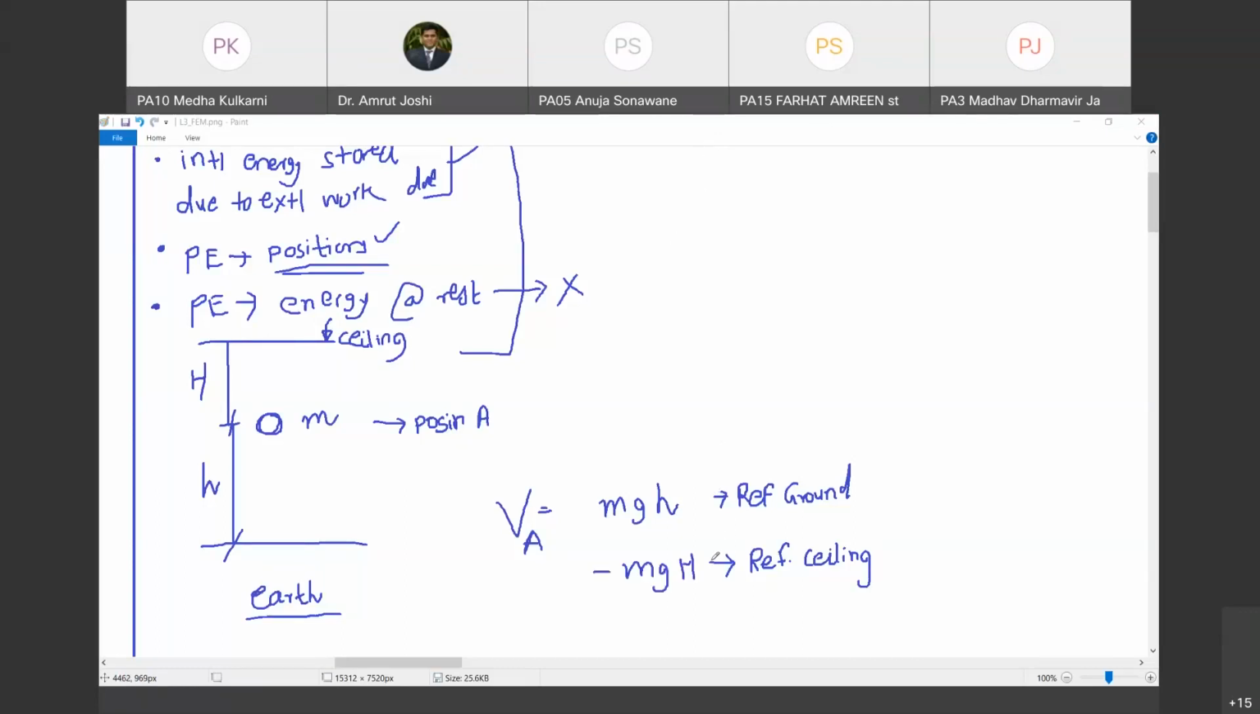Anuja, are you there? Yes, sir. So the potential energy with reference to the ceiling for the same mass, we have not moved anything, we have just changed the reference, and it is minus mgh. Do you agree with me? Yes, sir. Why the minus sign? Because now the object is below the reference. Do you agree with me? Yes, sir.